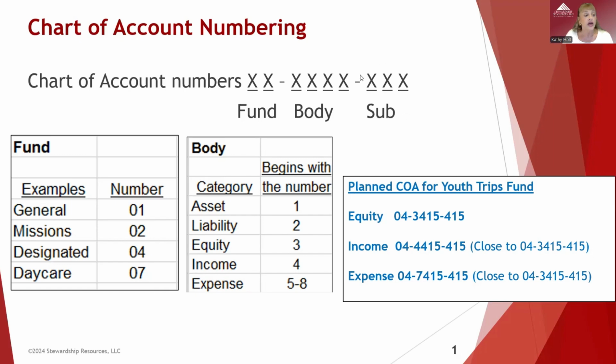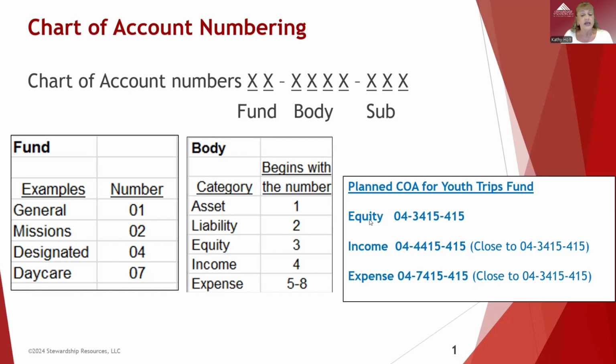Now we're going to talk about the sub number, or the last 3 numbers. By assigning numbers to the last 3 digits, or the sub, in the chart of account setup, it will allow you to print activity or general ledger reports for every chart of account number that ends in those sub numbers. The example I'm showing you here is the chart of account numbers that we've set up for the Youth Trips Fund. We've been talking about the Youth Trips Fund in our last 2 videos.